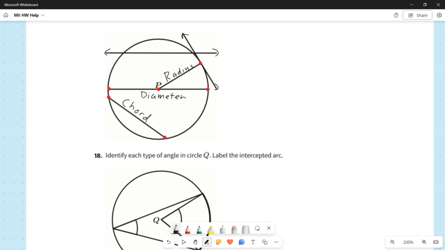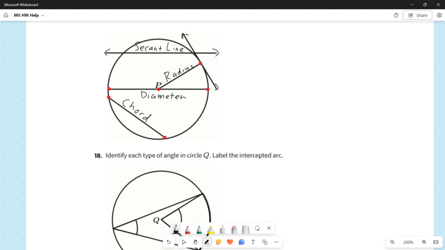So at the top, going horizontally, we have what looks like a chord, except it's not a line segment, it's a line. So it goes through the circle. It doesn't start and stop. It actually continues to go beyond the circle. That is known as a secant line. So a secant line goes straight through the circle, doesn't stop, but other than that, it's kind of like a chord.